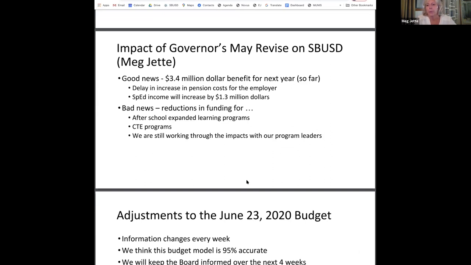But possibly 21-22. So 2021 looks good. We have to prepare for 21-22. At this moment in time, I want to say that because it changes quite rapidly in this environment.